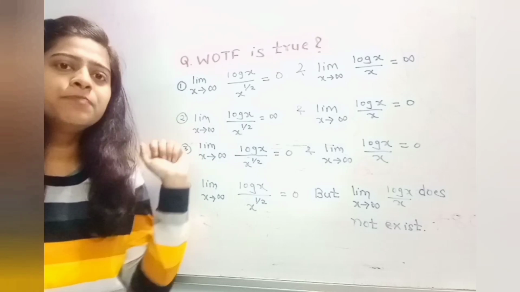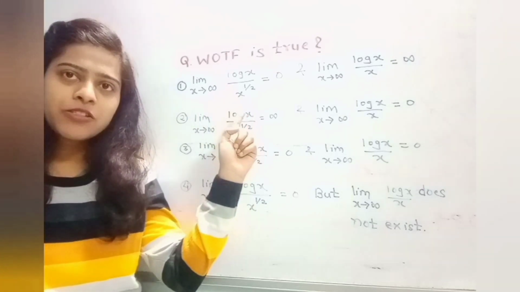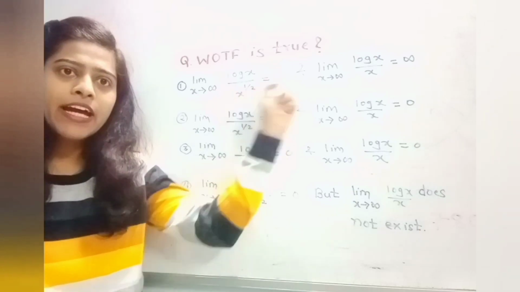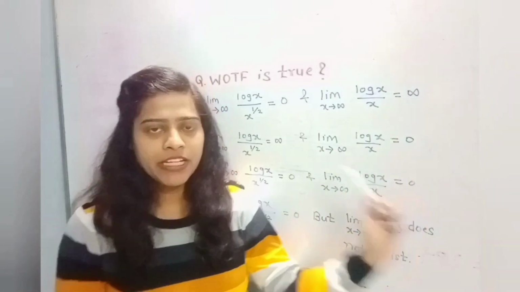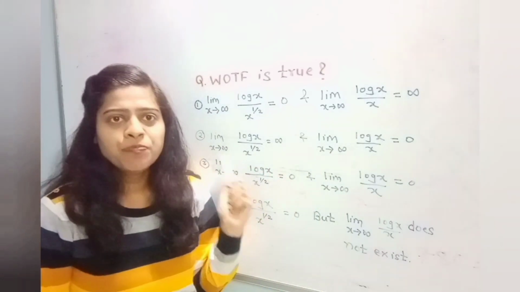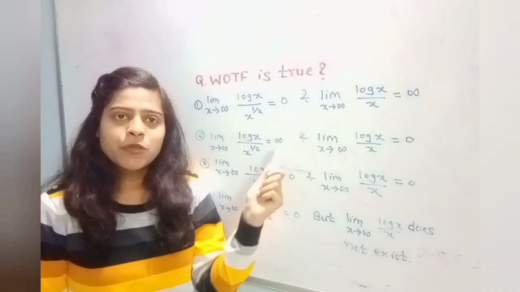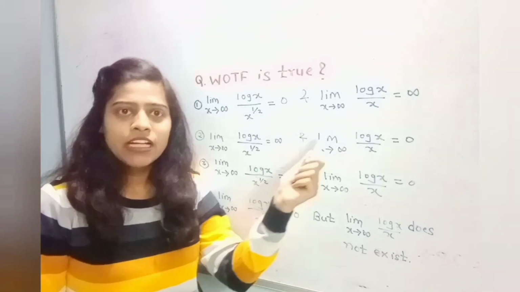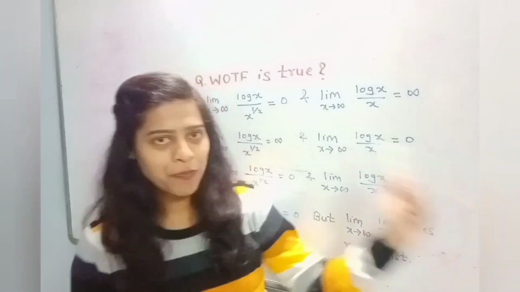Option 1 says limit x tends to infinity log x upon x raised to 1 by 2 is equal to 0 and limit x tends to infinity log x upon x is equal to infinity. Option 2: limit x tends to infinity log x upon x raised to 1 by 2 is equal to infinity and limit x tends to infinity log x upon x is equal to 0.